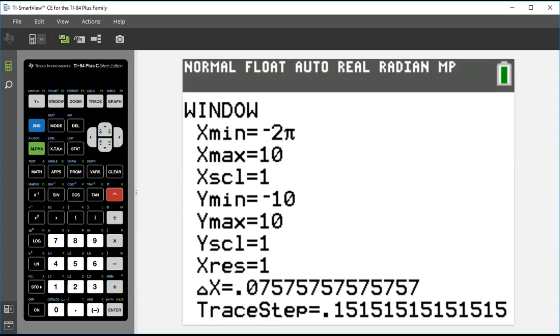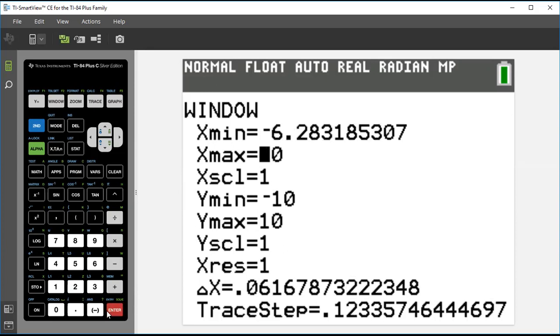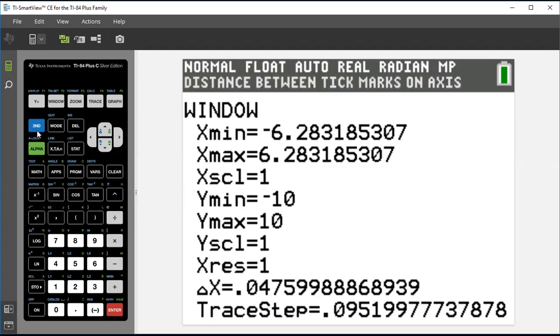That's okay. The x max, you're going to look right at your axis. Look at the x, and what's the biggest value all the way on the right? What does that say? 2 pi, exactly. So 2 pi. Enter. The scale is 90 degrees, which is equivalent to pi over 2.